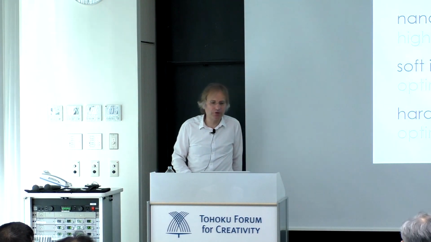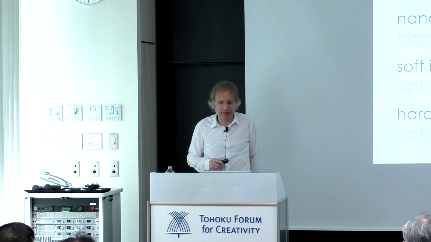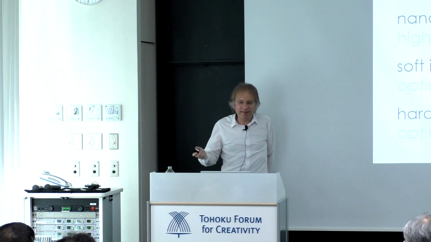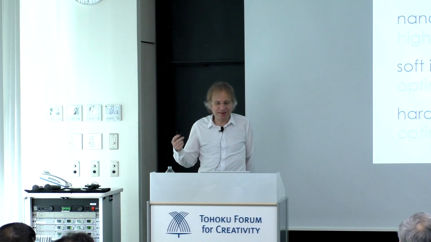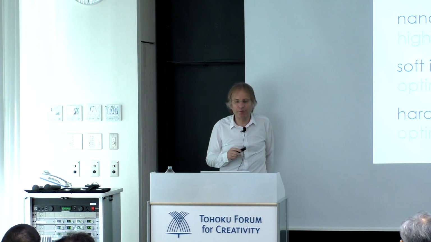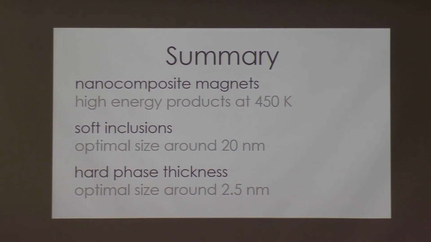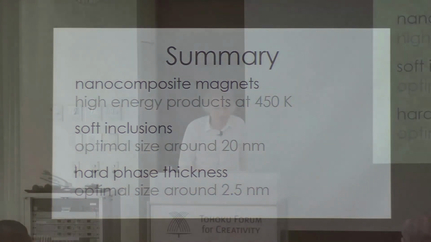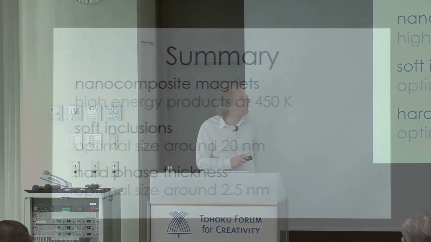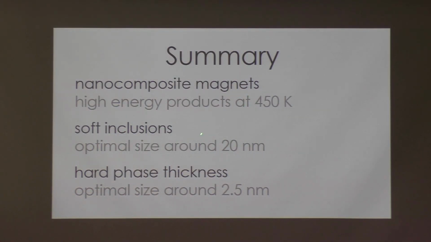So with this, I come to the end of my talk. Here's a short summary. We've seen that at least theoretically, it's possible to design nanocomposite magnets that have very high and attractive energy products at 450 Kelvin. If we look at the prerequisites to achieve such good magnets, we need soft inclusions with a size of around 20 nanometers, and the distance between the soft inclusions, the thickness of the hard phase, in the optimal case is around 2.5 nanometers.